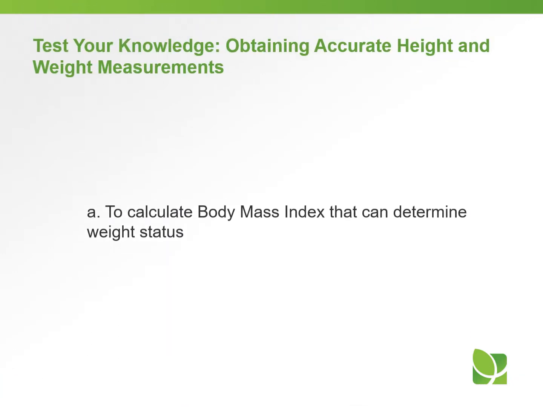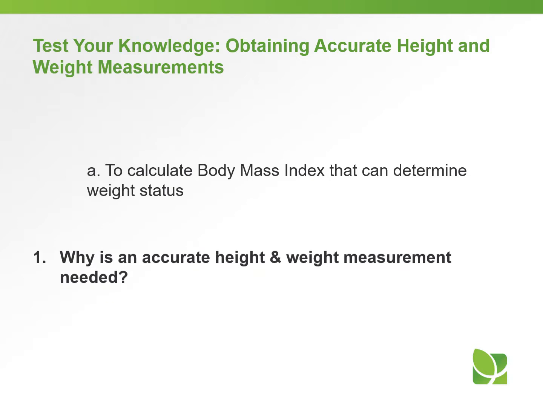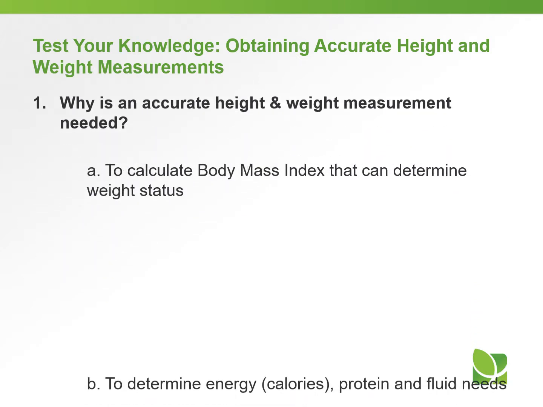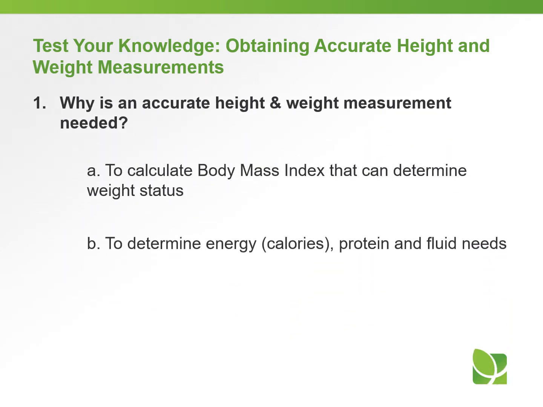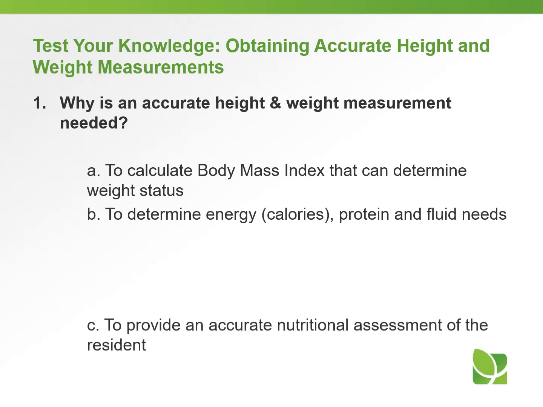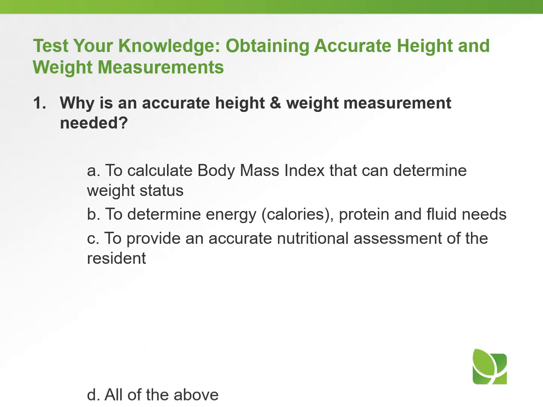Let's test your knowledge about obtaining accurate height and weight measurements. Number 1. Why is an accurate height and weight measurement needed? A. To calculate body mass index that can determine weight status. B. To determine energy or calories, protein, and fluid needs. C. To provide an accurate nutritional assessment of the resident. Or D. All of the above.